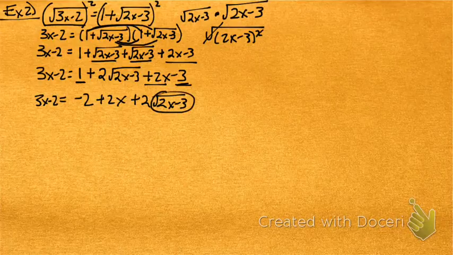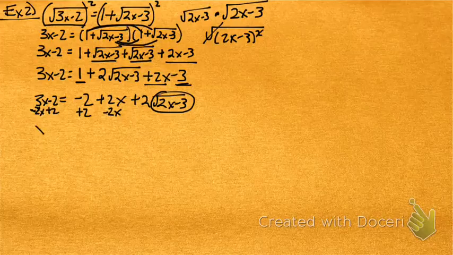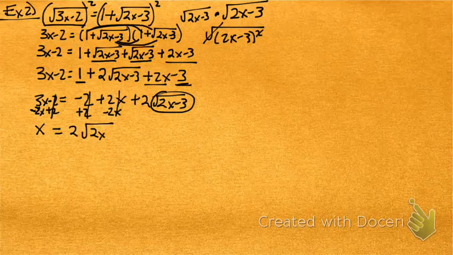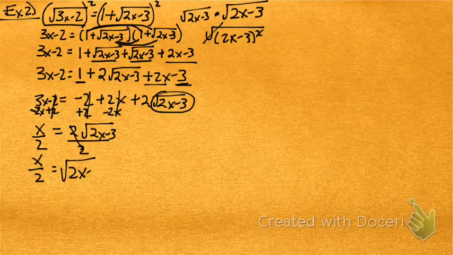I'm going to get that radical by itself by adding 2 to both sides and subtracting 2x. So I'm going to minus 2x, and if I do that, 3x minus 2x is x. These cancel, and these cancel, and I get x equals 2 times the square root of 2x minus 3. It's almost by itself. I have to divide both sides by 2, and if I do, I get x over 2 equals the square root of 2x minus 3. Now it's isolated, the radical.